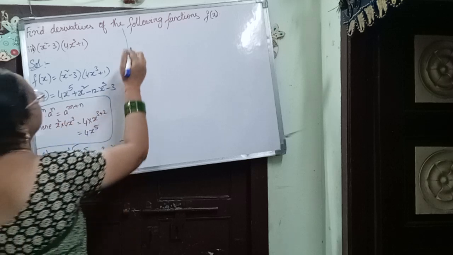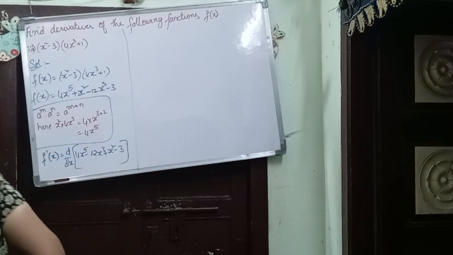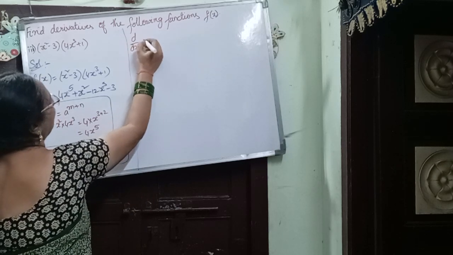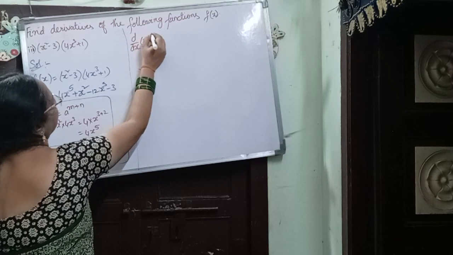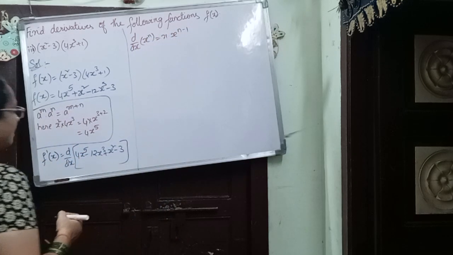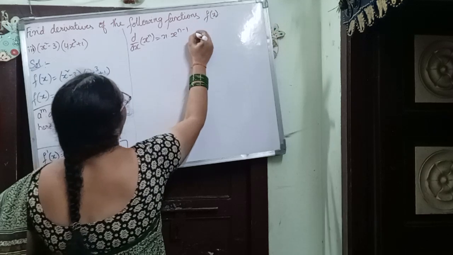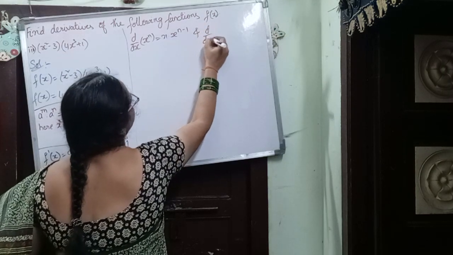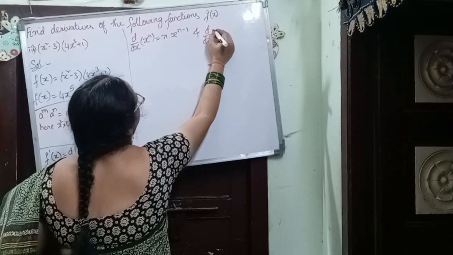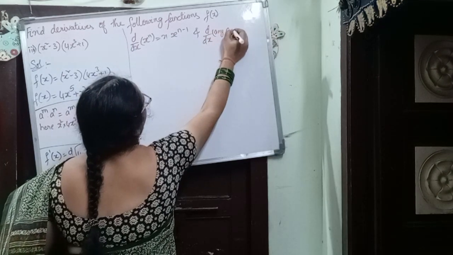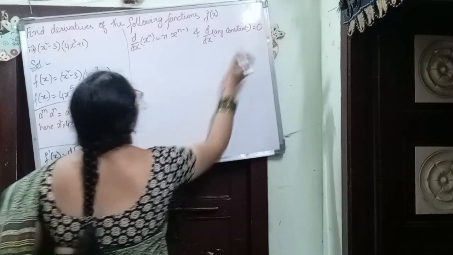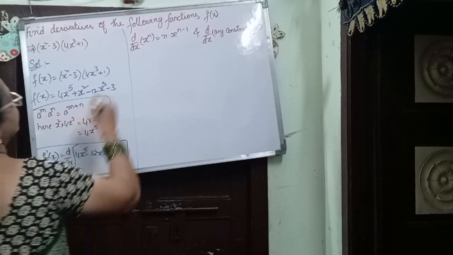How to find it? You have formulas again here to use. Let us write those formulas again. d by dx of x power n is equal to n into x power n minus 1. And one more we are using here is d by dx of any constant is equal to 0. These two we are using here particularly.